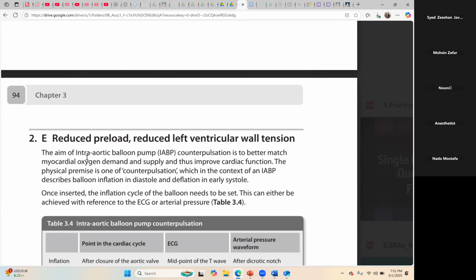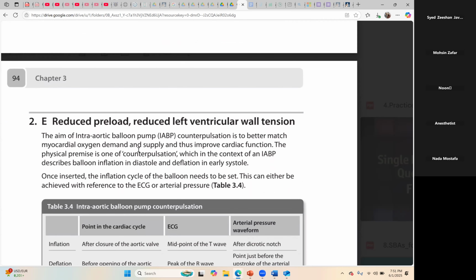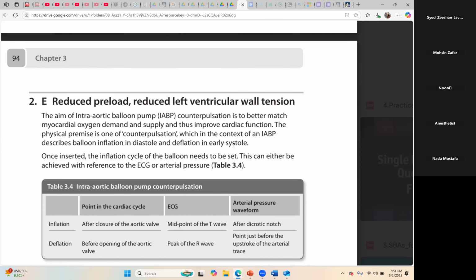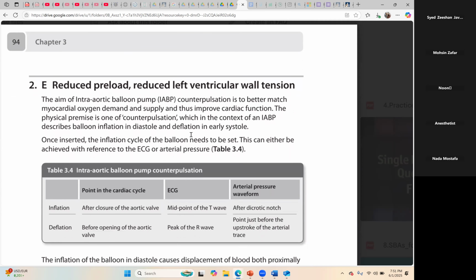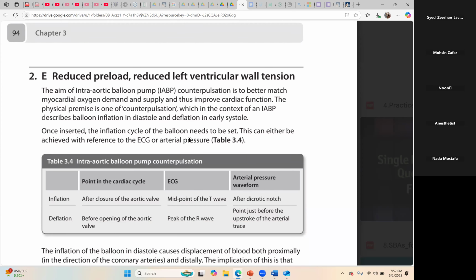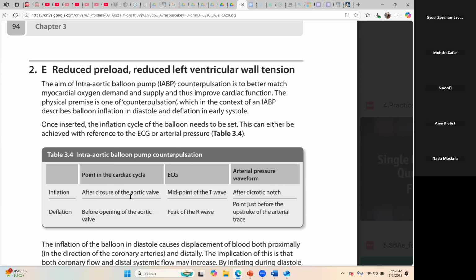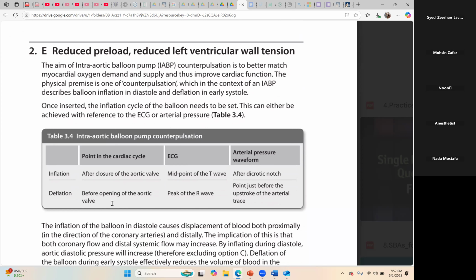Let's see. The aim of intra-aortic balloon counterpulsation is to better match myocardial oxygen demand and supply, and thus improve cardiac function. The physical premise is one of counterpulsation, which is inflation of the intra-aortic balloon in diastole and deflation in early systole. Inflation occurs after closure of the aortic valve, at the midpoint of the T wave after the dicrotic notch. Deflation occurs before opening of the aortic valve, at the peak of the R wave, just before the upstroke of the arterial trace when systole occurs.